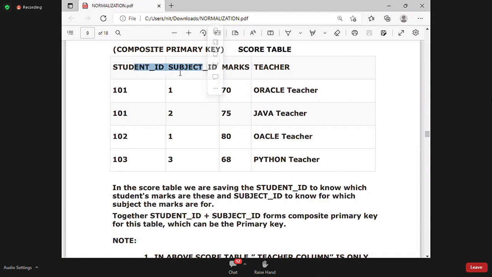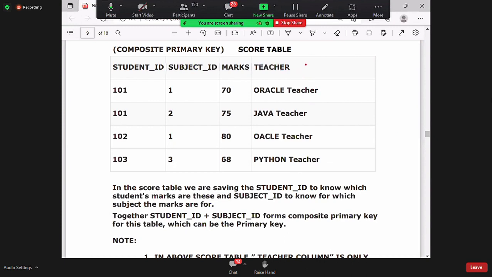So that means these two columns are which type of columns? Primary key columns, or you can say key columns also. Both are primary key columns. Carefully observe. And marks and teacher, are these primary key columns or non-primary key columns? Non-primary key columns. Carefully observe: these are non-primary, these are primary.